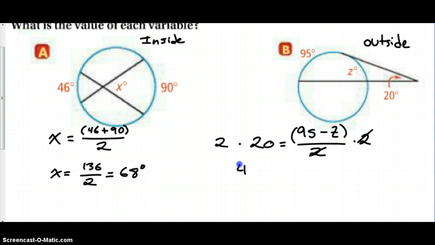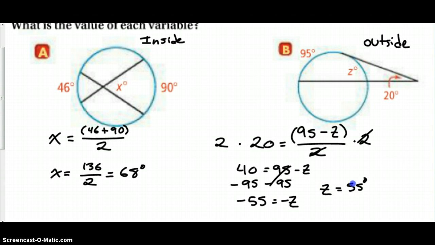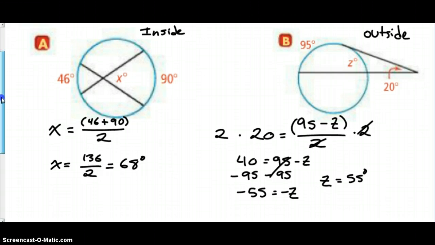And you'll get 40 equals 95 minus z. I'll subtract 95 on both sides, and you get negative 55 equals negative z. And since you have a negative on both sides, you can cancel that out, and you can say that z equals 55 degrees. So you have 3 examples underneath that in your notes. Why don't you go ahead and try those, and I will fill them out as you do it.